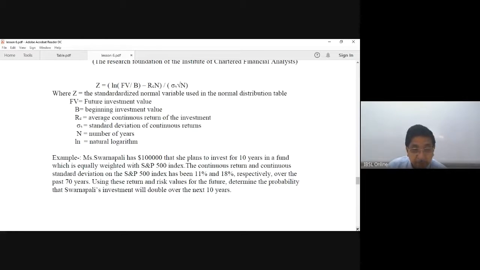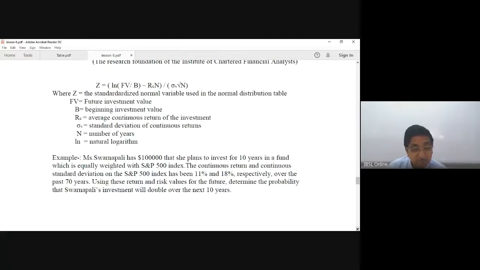And here in the question it says the continuous return and the continuous standard deviation on the S&P 500 index has been 11% and 18% respectively over the past 70 years. You can see when you say 70 years, it's a lifetime. Using these return and risk values for the future, determine the probability that Swarnapali's investment will double over the next 10 years.